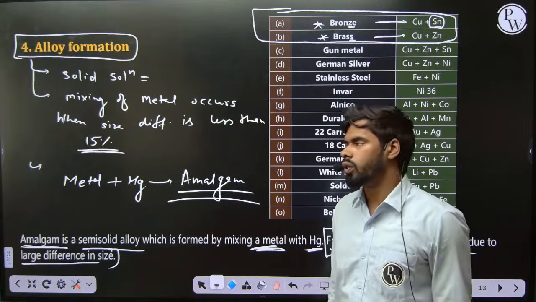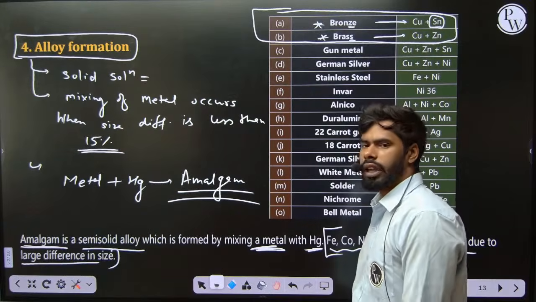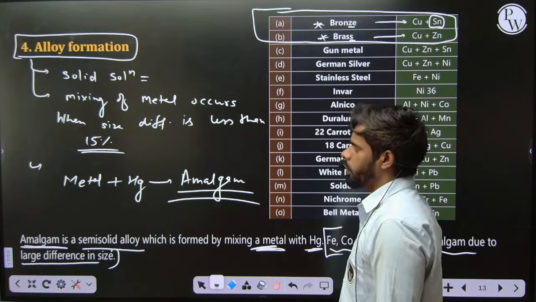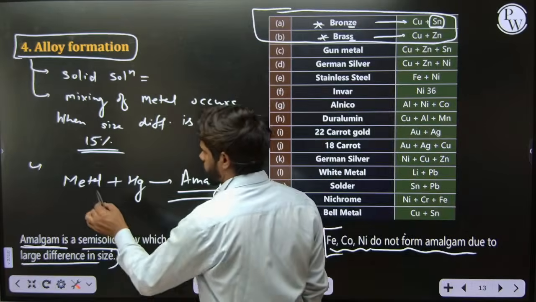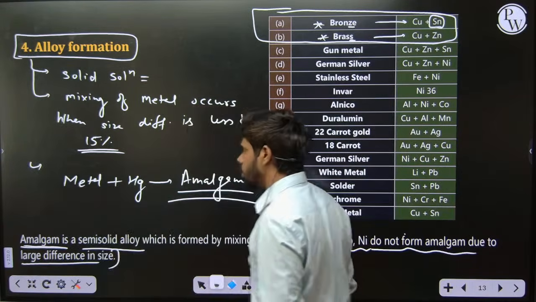Okay, so what is the important point for the alloy? The size difference should be similar; the size difference should not be large.